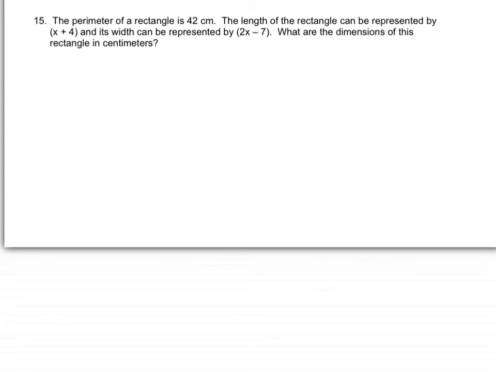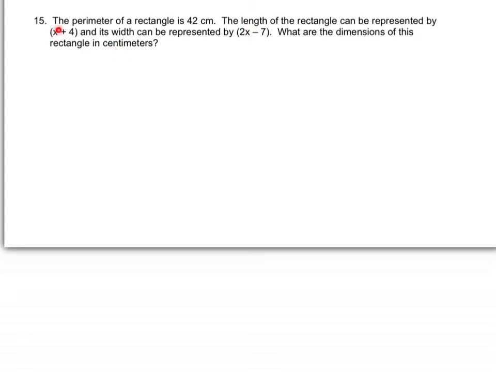Alright, so in this problem, they are giving me the perimeter of the rectangle in centimeters, and then they're also giving me the length and the width of the rectangle, but they're in terms of x. Okay. And then the specific question is, what are the dimensions of this rectangle in centimeters? So what it means by the dimensions is, what are the values of the length and the width in centimeters, not in terms of x.